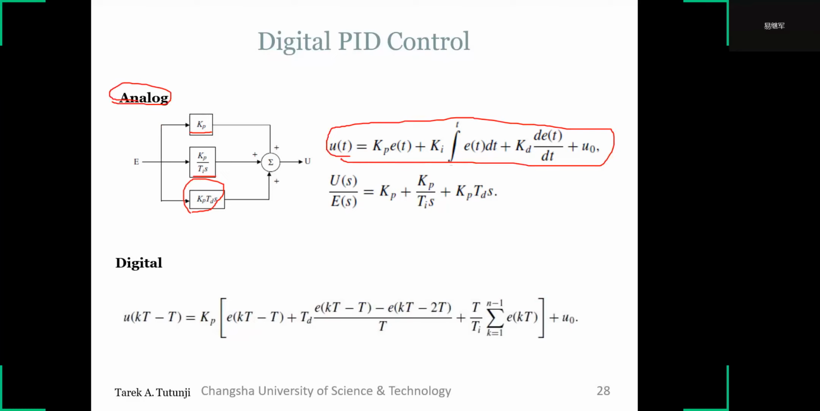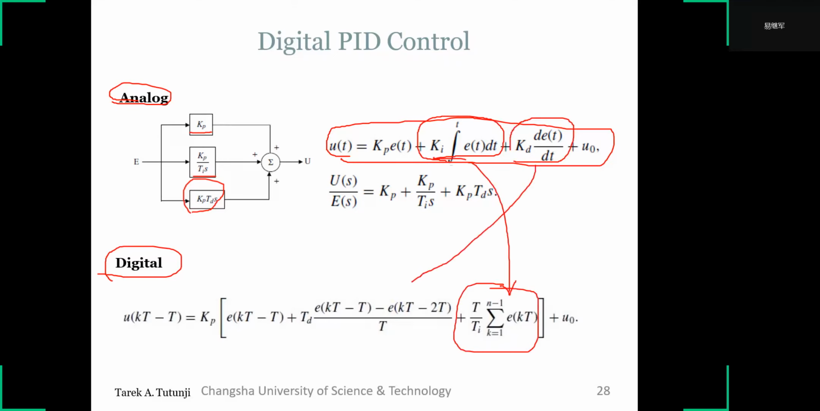We can convert the analog PID control to digital PID control. We just use summation to replace the integral part and replace the derivative part with the difference part. Replacing this part with this part, we get the digital type. So we can change the analog PID control to the digital PID control.